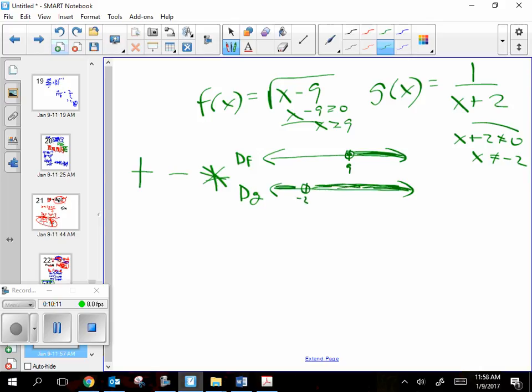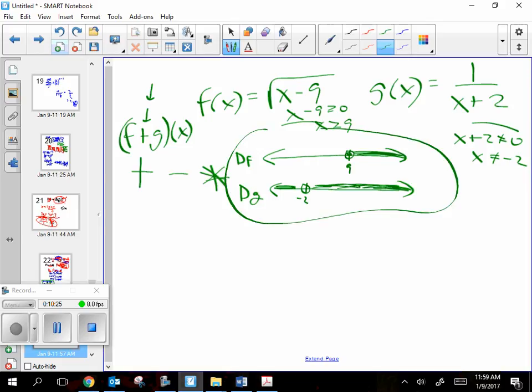Do you remember how these just had 2 number lines and you could just overlap those 2 number lines? The domain of any f plus g of x, or f minus g of x, or f times g of x is just take the 2 parent domains and overlap them. In this case, x is bigger than or equal to 9.